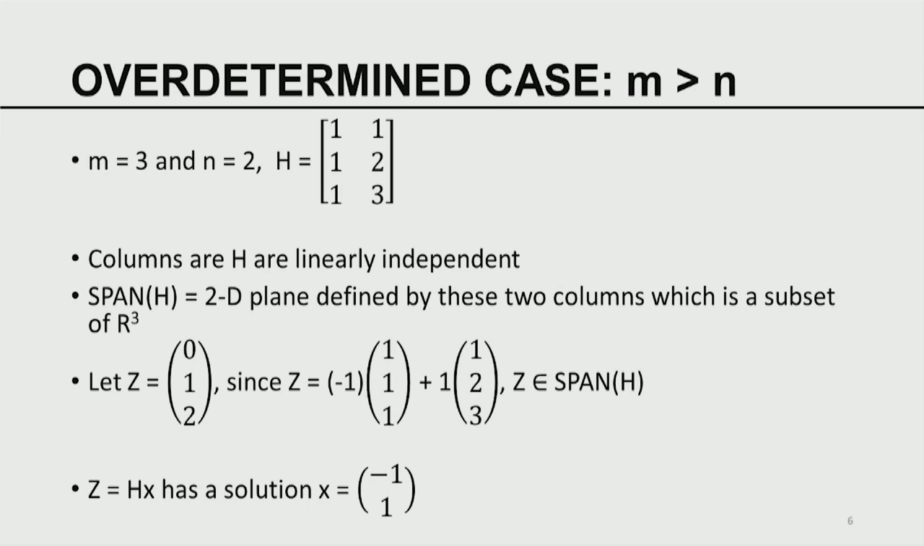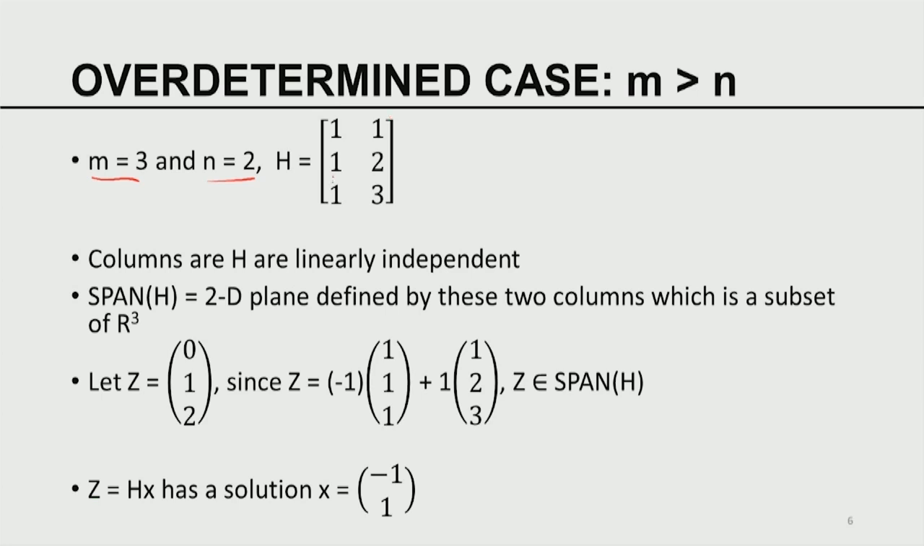So let us consider an overdetermined case to examine why the system can be inconsistent. Let us take an example of m equal to 3 and n equal to 2. Let us consider a case of H. The first column is 1, 1, 1, the second column is 1, 2, 3. What does it mean? T1 is 1, T2 is 2, T3 is 3. We can think of a particle moving in a straight line, and I am observing at times 1, 2, and 3.